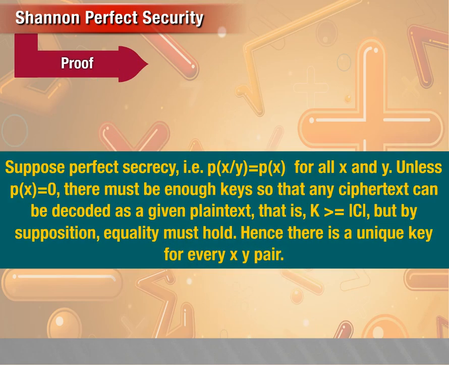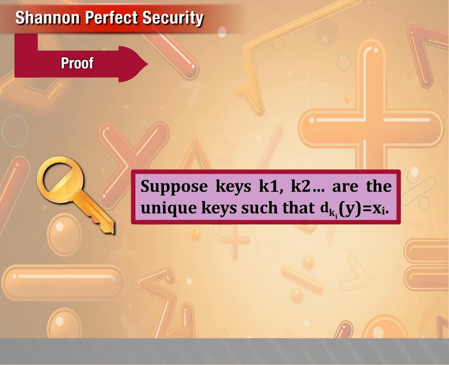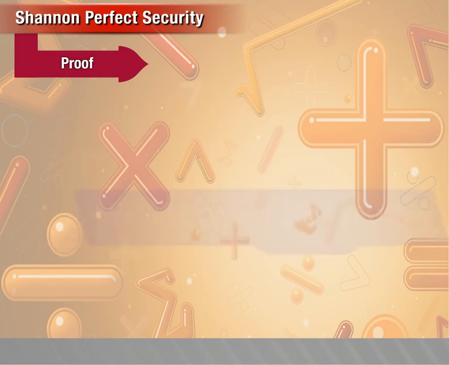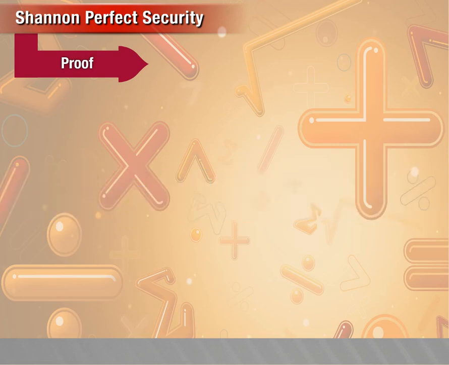Suppose perfect secrecy, that is P of X given Y is equal to P of X for all X and Y. Unless P of X is equal to 0, there must be enough keys so that any ciphertext can be decoded as a given plaintext, that is |K| ≥ |C|, but by supposition, equality must hold. Hence, there is a unique key for every XY pair. Suppose keys K1, K2 and so on are the unique keys such that dKi of Y is equal to xi. Using Bayes' law, P of xi given Y is equal to P of Y given xi times P of xi, the whole divided by P of Y. Using the assumption of perfect secrecy, we have P of Y given xi is equal to P of Y. Hence, each ki must occur with the same probability.